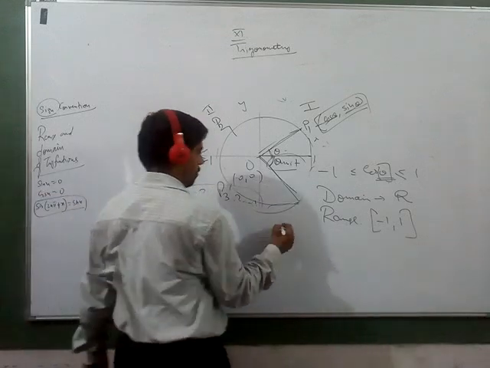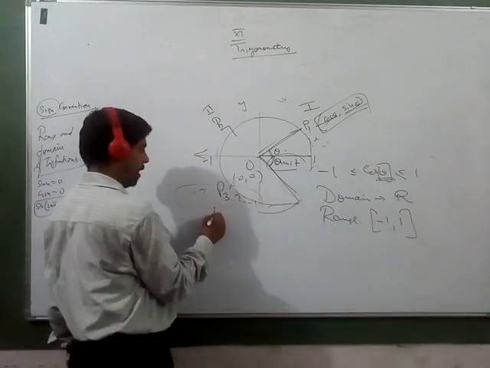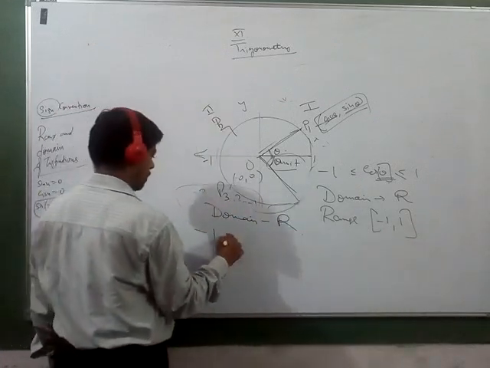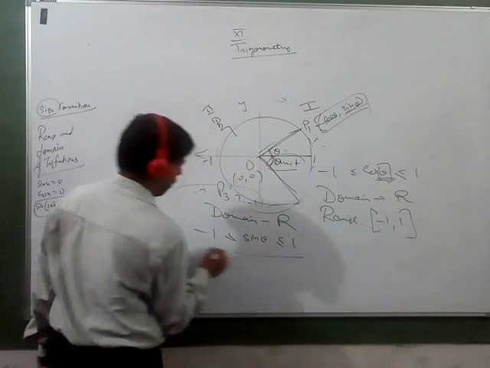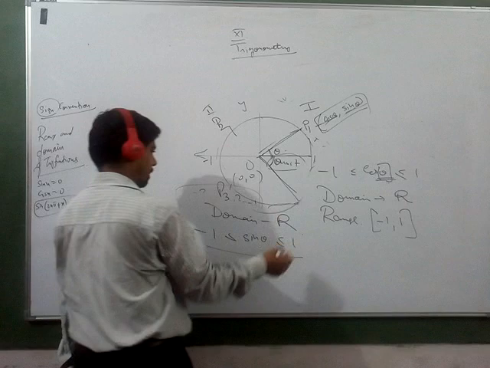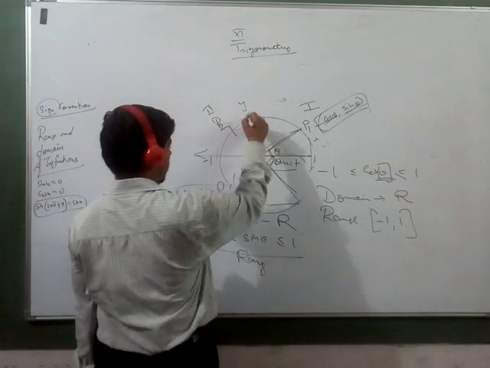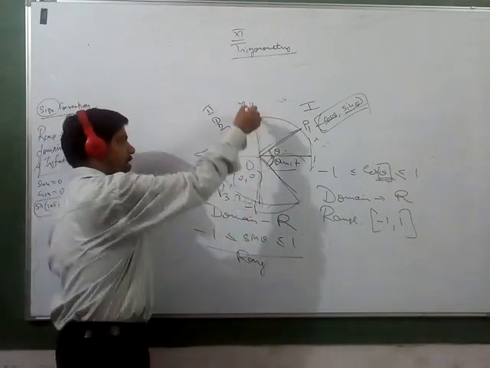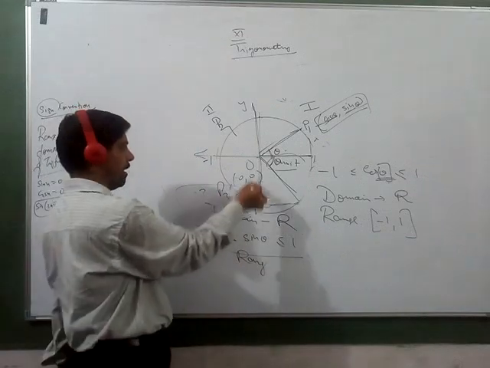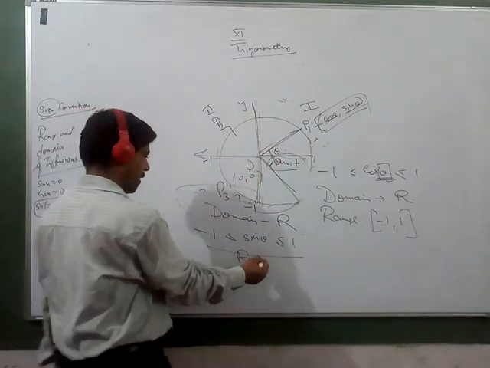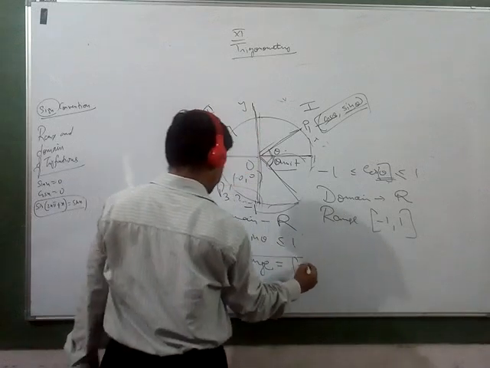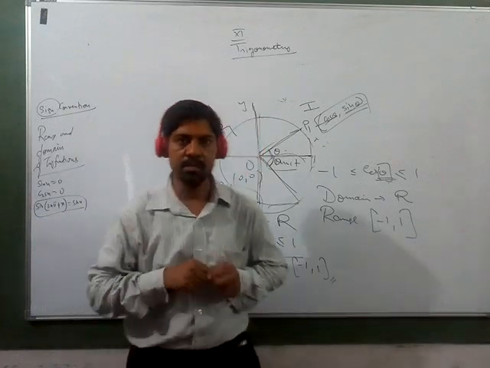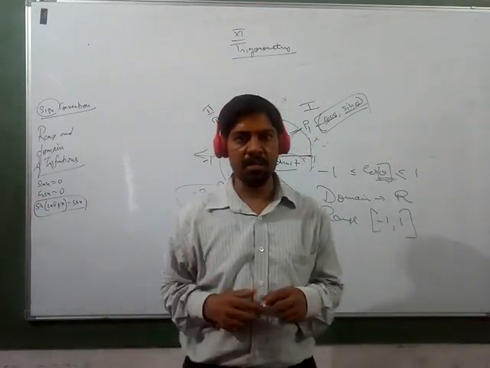Similarly, for sin theta, the domain is R, and the range, as you can see from here, is the same as cos theta. See, the values of sin theta are minus 1 to 1. This is your y coordinate and this is your x coordinate. This is your y axis and this is your x axis. So the range here is minus 1 to 1. We will study the ranges of cosine and sine functions and other trigonometric functions in the next class. So see you in the next video.